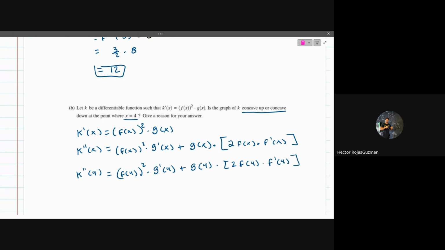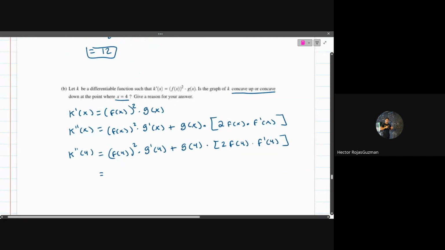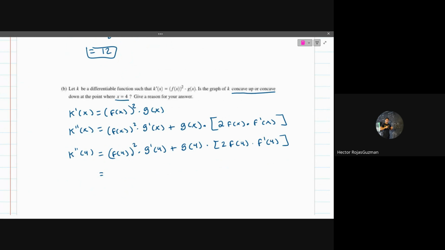Okay, lots of stuff here. We're going to have to be using our table here. Luckily for me, I have one next to me. All right, so f of 4 is 4. g prime of 4 is 2. g of 4 is negative 3. f of 4 is 4. And f prime of 4 is 3.